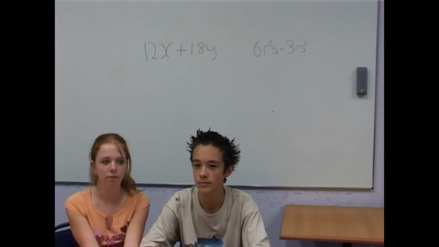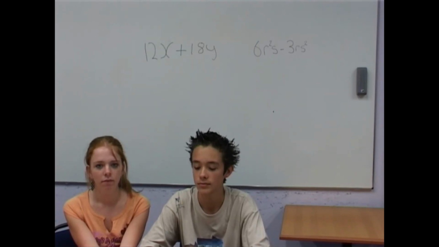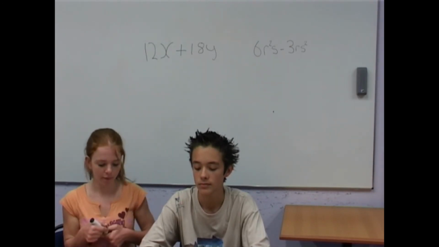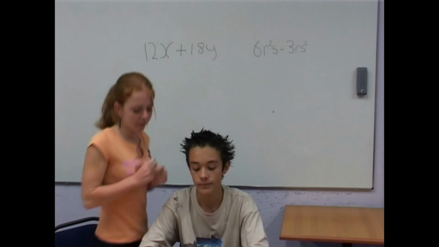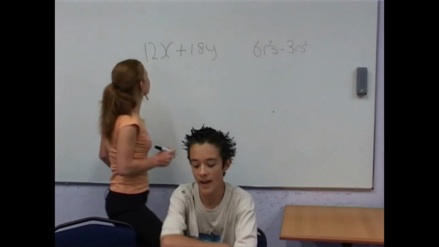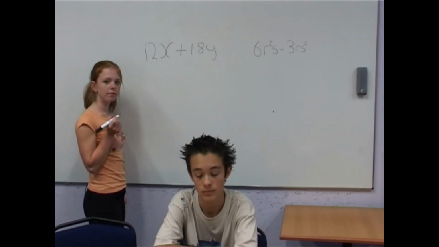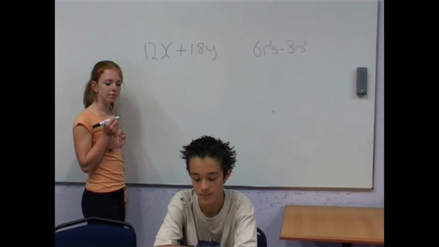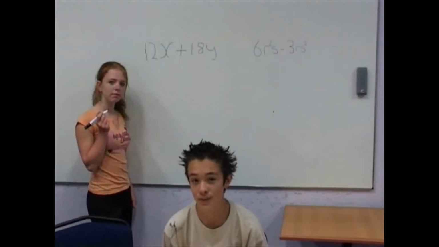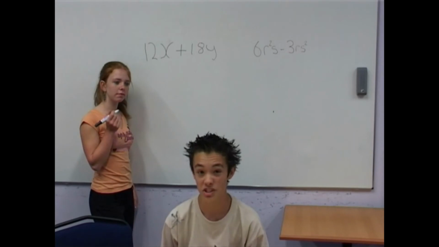Hi guys, I was wondering if you could give me a simple maths equation to do at home. Okay, Tony, here's an example: 12x plus 18y. You take the highest common factor, which goes into both 12 and 18, which is 6.